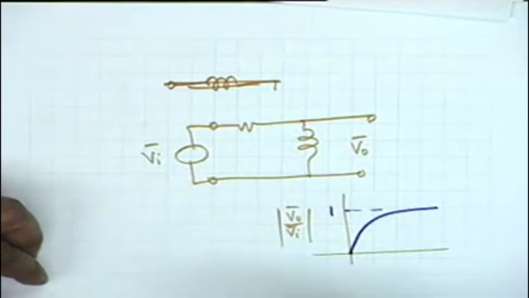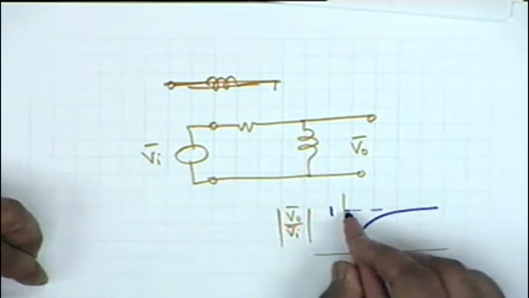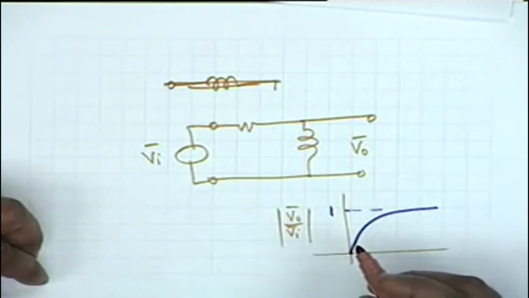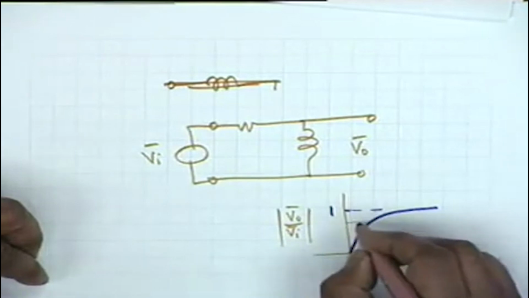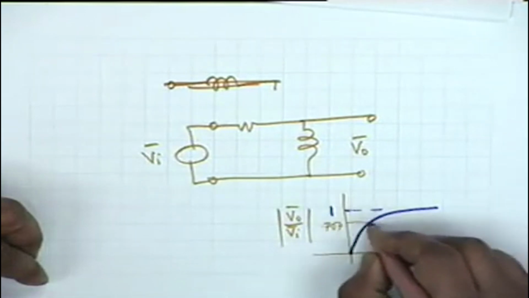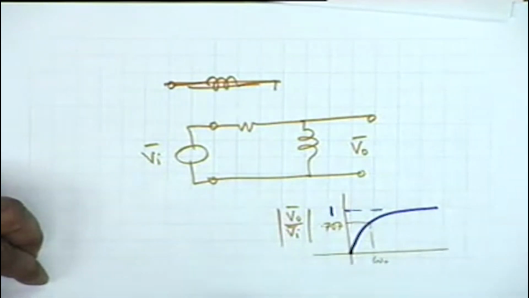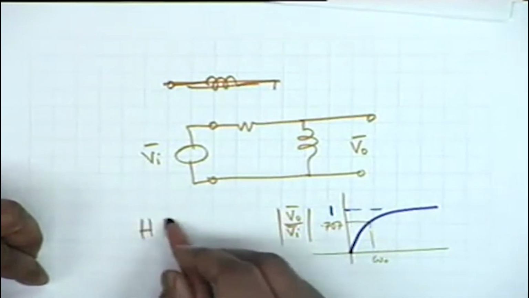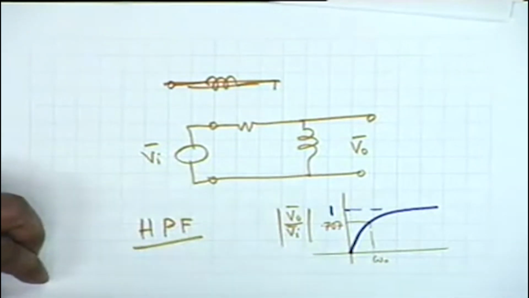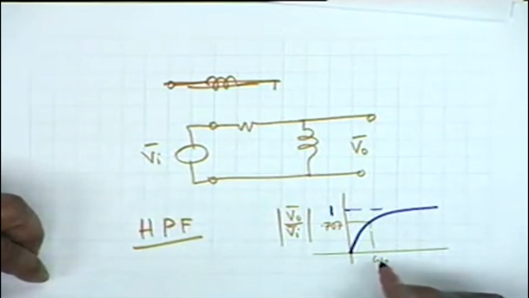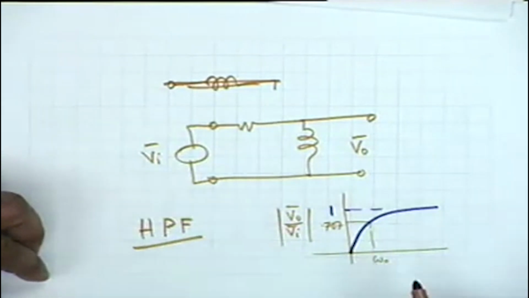Once again you can define a half power frequency as the frequency at which the ratio of the two voltages becomes 0.707. This would be omega 0, and we say this is a high pass filter with a half power frequency of omega 0, or cutoff frequency of omega 0.